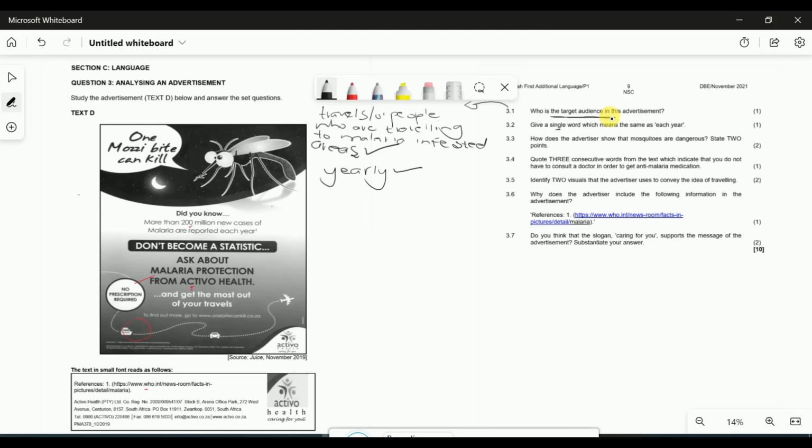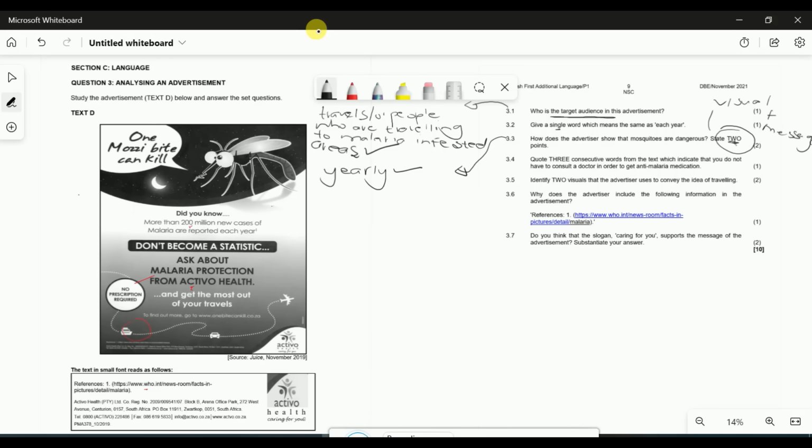State 2 points. Now, whenever you are asked to state 2 points, speak about the message as well as the visual. For you to collect these 2 marks, you must speak about the visual, which is the picture, plus what? Plus the message. So we are going to look into the message. The message, here it is for 3.3.